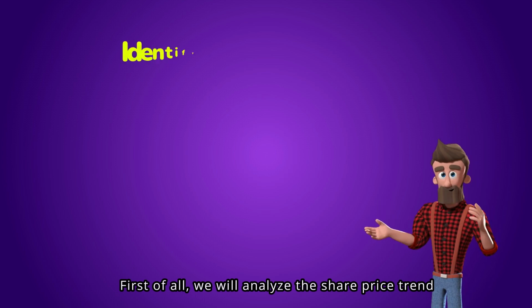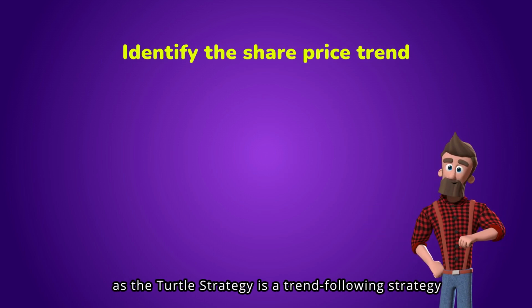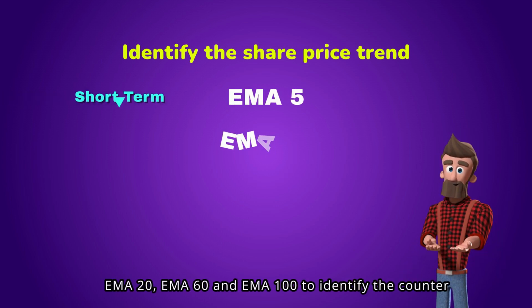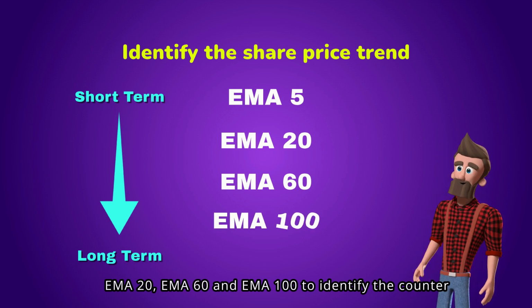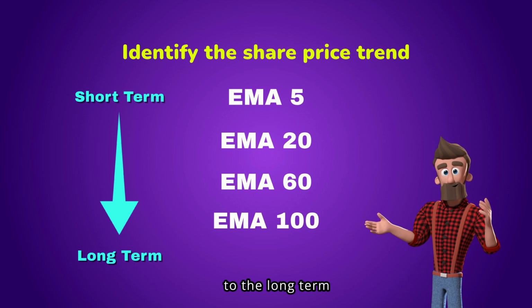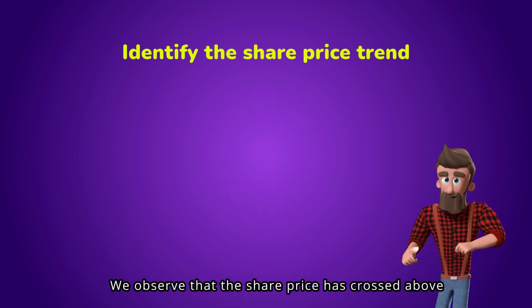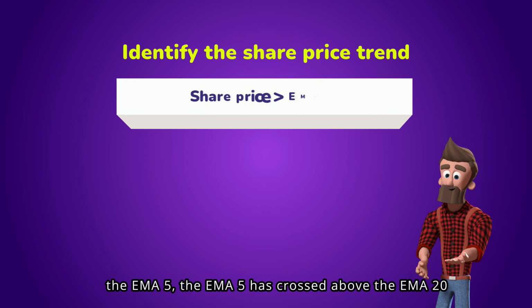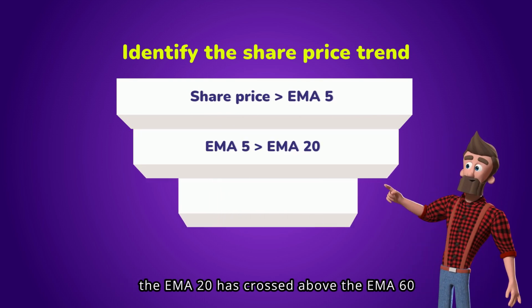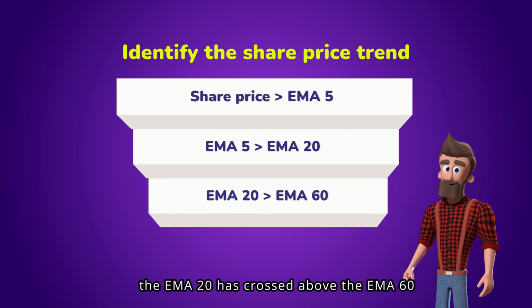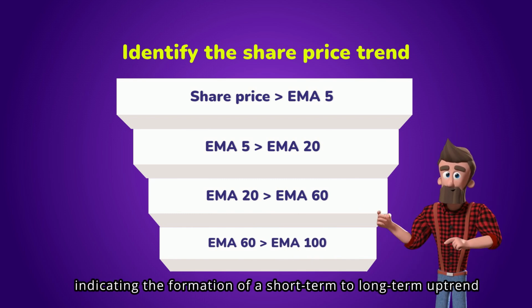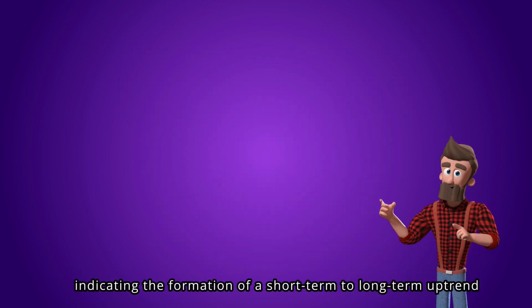First of all, we will analyze the share price trend, as the turtle strategy is a trend-following strategy. In this case, we will use the EMA 5, EMA 20, EMA 60, and EMA 100 to identify the counter that is experiencing an uptrend from the short term to the long term. We observe that the share price has crossed above the EMA 5, the EMA 5 has crossed above the EMA 20, the EMA 20 has crossed above the EMA 60, and the EMA 60 has crossed above the EMA 100, indicating the formation of a short-term to long-term uptrend.